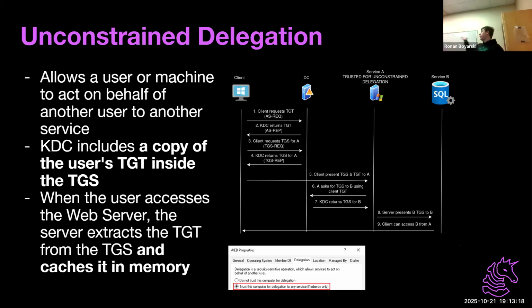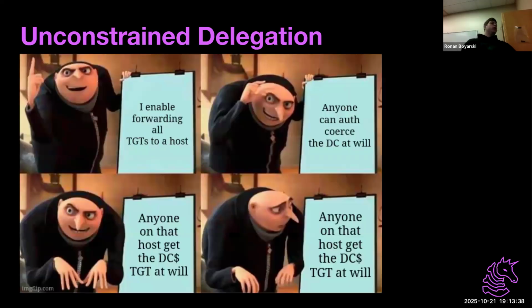This will fix it and let them authenticate whenever service A needs to. The side effect of this is that service A will now be holding this TGT in memory. To turn this on in your domain, you just tick a box. You can see there's a little screenshot of what you would do to turn the setting on. And that is unconstrained delegation.